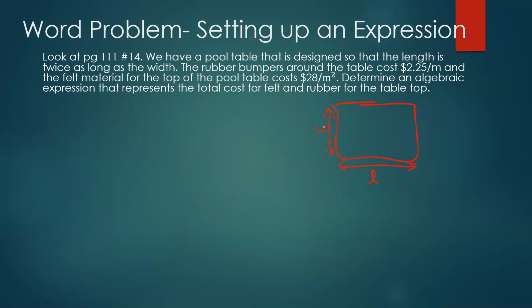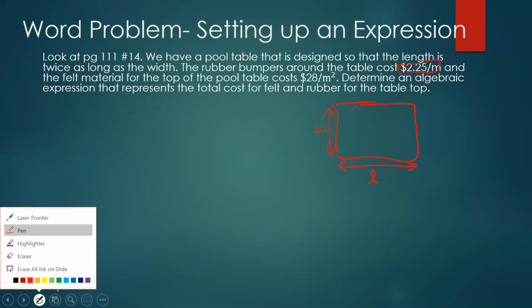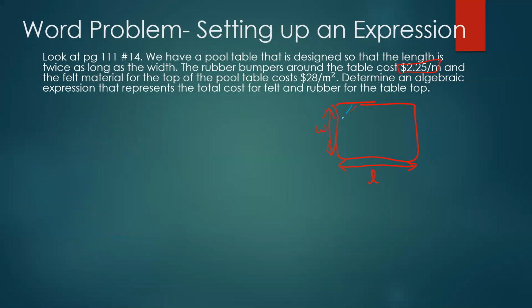So we are told a couple things here. We're told that the rubber bumpers that go all the way across are going to cost $2.25 for every meter, and then the area itself, and I'll highlight this in blue, is going to cost $28 for every single meter squared. So we need to figure out what the total cost will be to create this table.